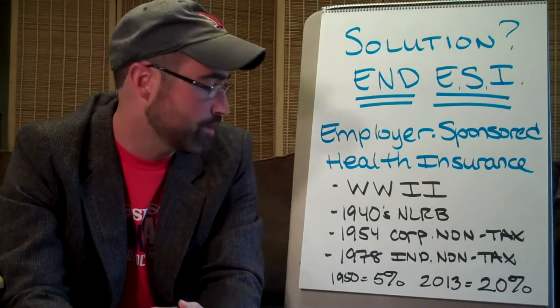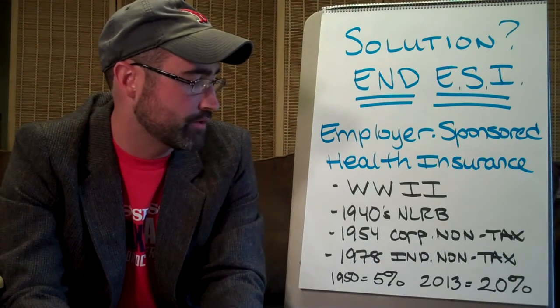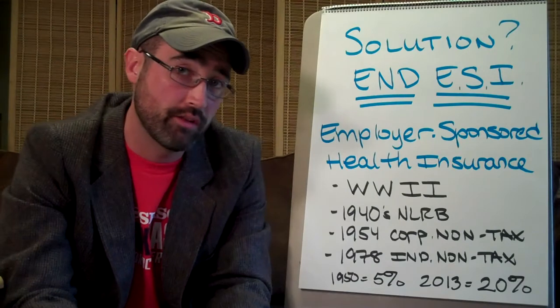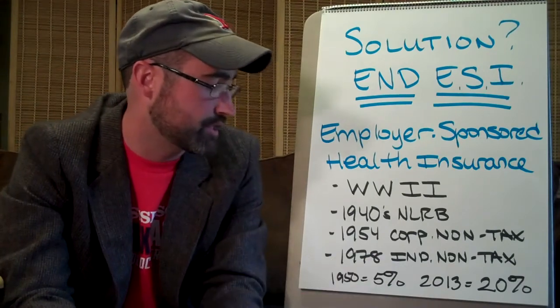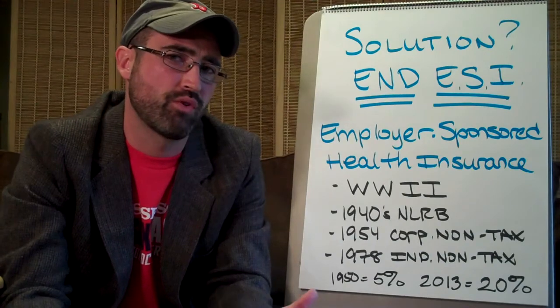In the 1940s, the National Labor Relations Board determined that health insurance and 401ks would be included in collective bargaining agreements. In 1954, corporations were allowed to not pay tax on health insurance plans. And then in 1978, individuals did not have to either. But over time, it's gotten out of control.